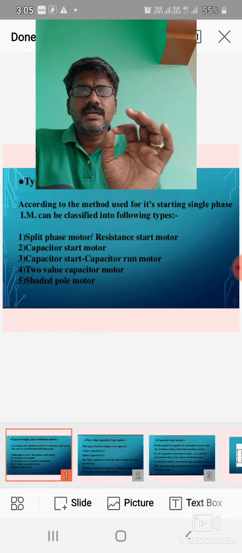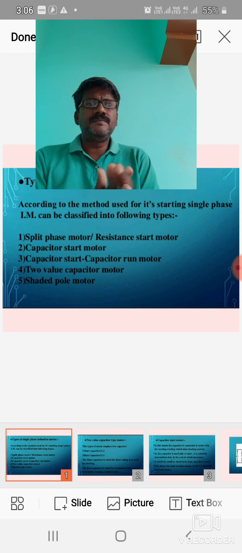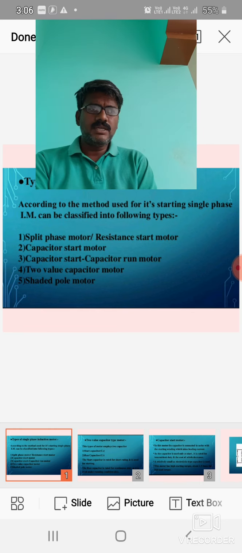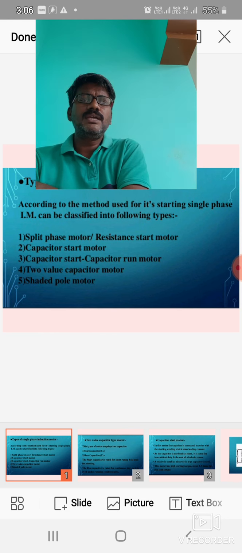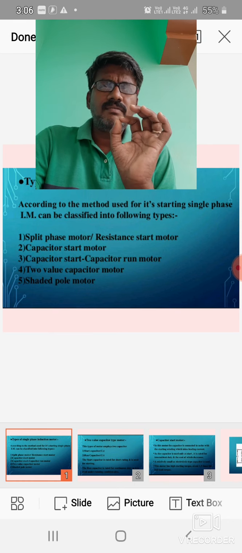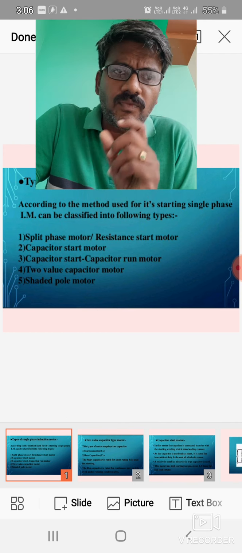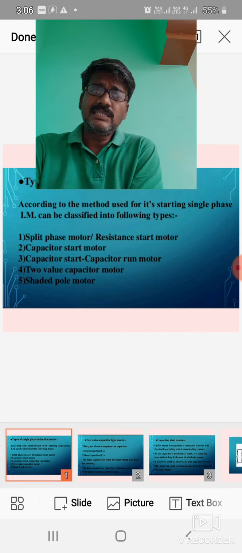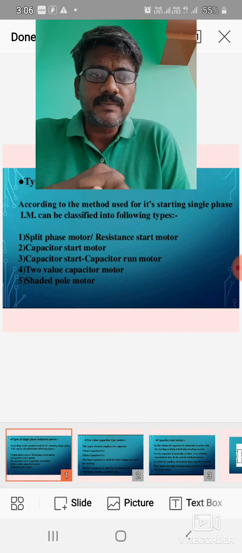The main drawback in the shaded pole motor is the flux variation, so a very small starting torque is obtained. In a shaded pole motor the starting torque is very less. That's why it is used in toys, very small devices where only a very small starting torque is required. In that case, we use the shaded pole motor, right?